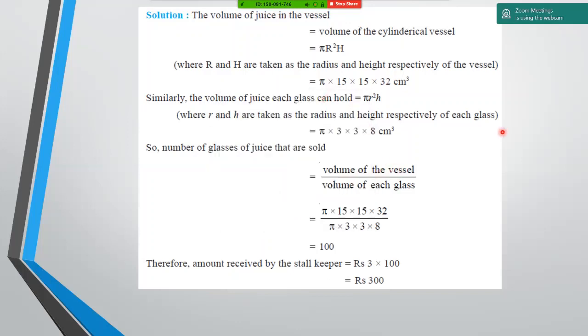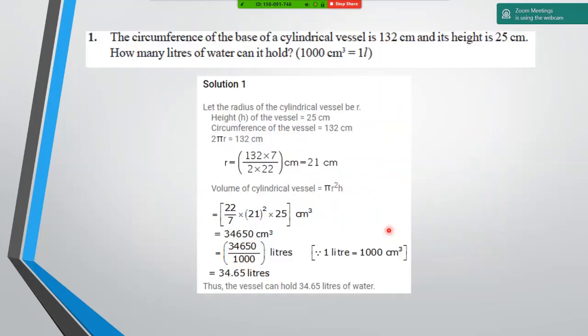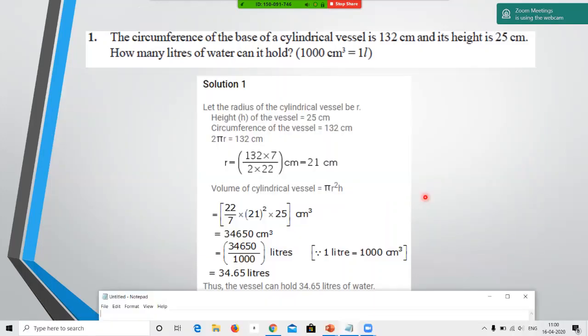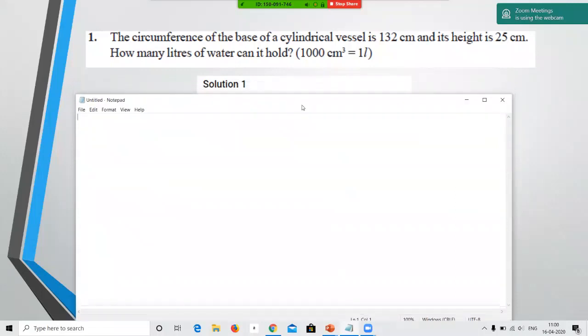Fine. Moving on to the next slide. Now we are starting on with exercise 13.6. So as again, every time I keep on telling you, take pi as 22/7 unless otherwise stated. So I'm covering it up. Start. Give me the answer.